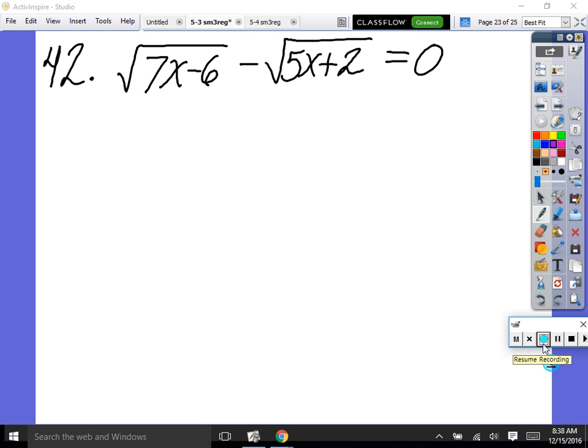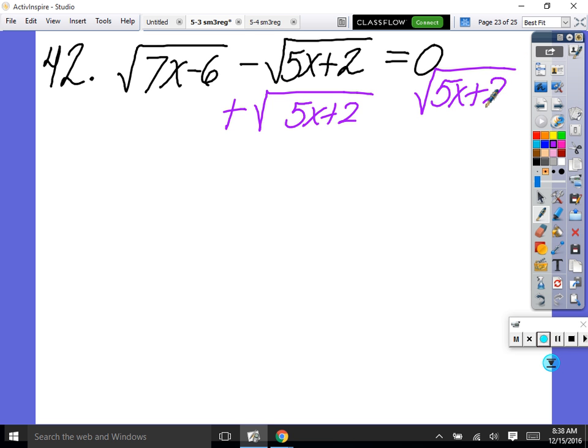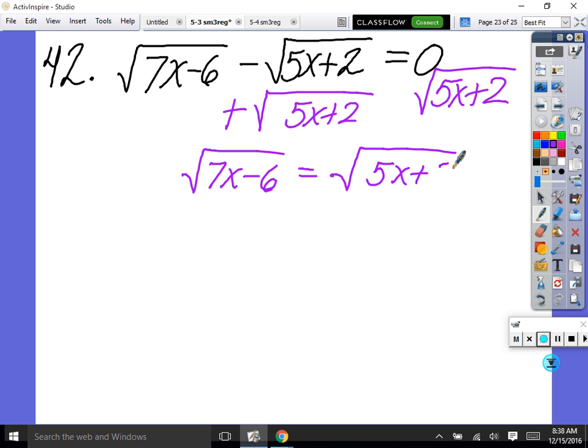Everybody up here, look at 42 with me. Watch how easy ones like this are. Notice, we have two radicals here, but don't let that frighten you. The first step is isolate the radical. So our goal is to get only one radical on each side of the equation. So let's bring this radical over here. Everybody watching. So we're going to add the square root of 5x plus 2 to both sides of the equation. So now what we have on this side is the square root of 7x minus 6 equals the square root of 5x plus 2.